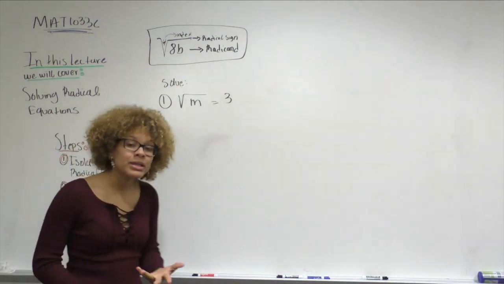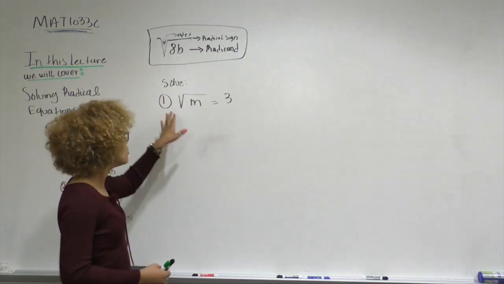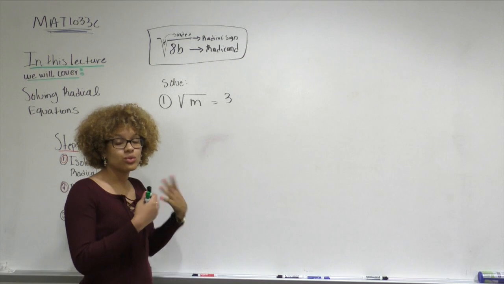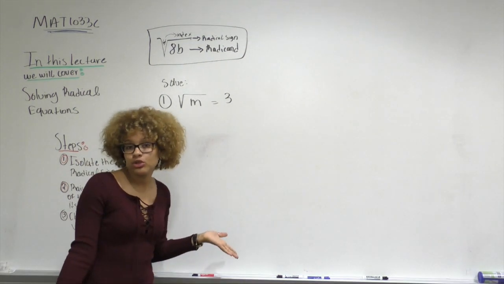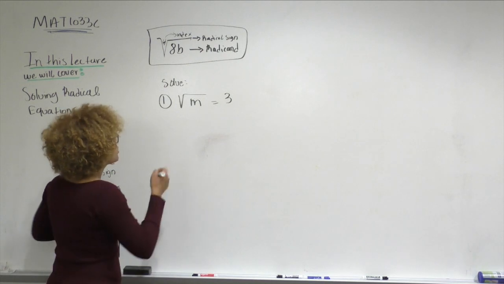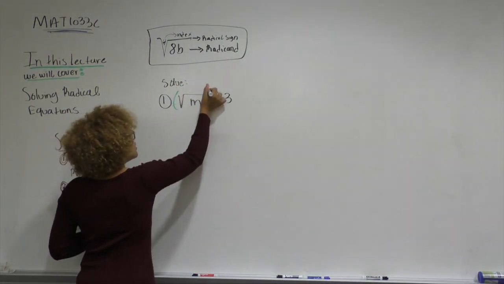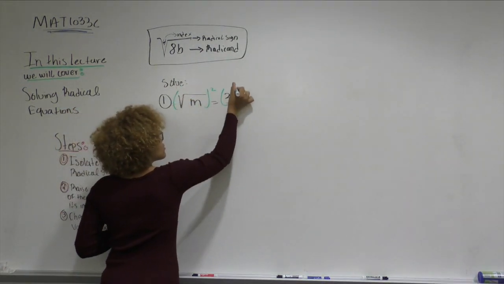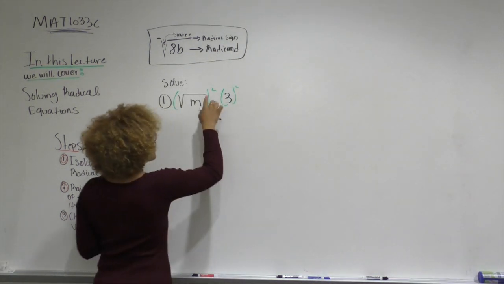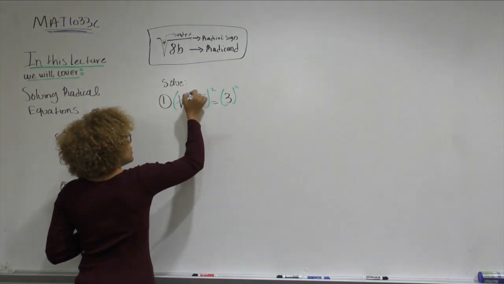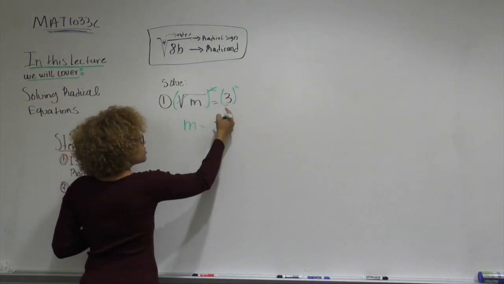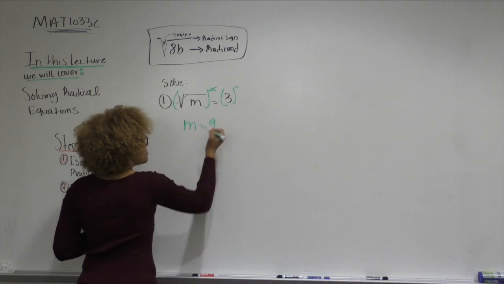And in order to eliminate that, the opposite of a radical is to square. In this case, it's a square root, so square both sides. Sometimes it could be a cube, or like this one, to the 4th. So I'm going to go ahead and square both sides. And as in any equation, you have to make sure you do the same to both sides. So I square both of them. This and this will cancel, leaving me with m equals 3 squared, which is 9.